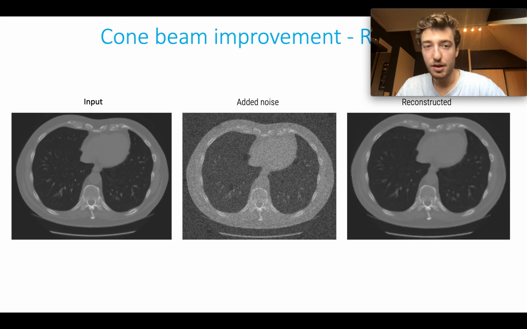So in general, the UNet model does a very good job at trying to reconstruct those cone beam images to regular CT images.